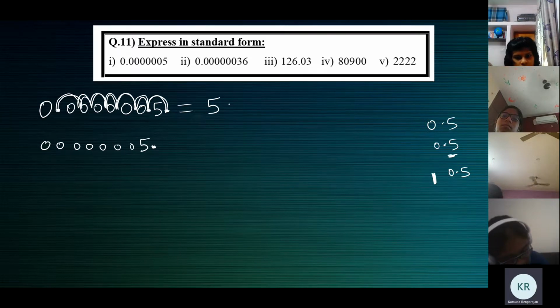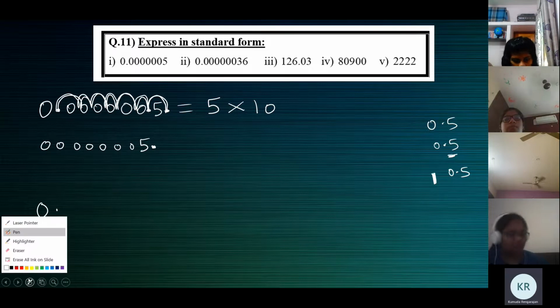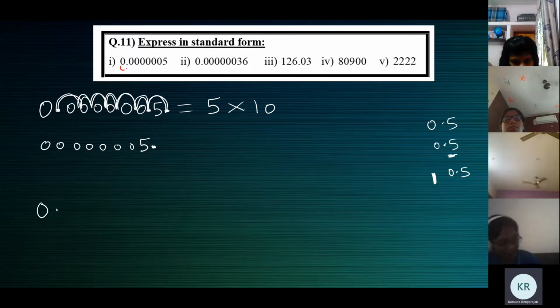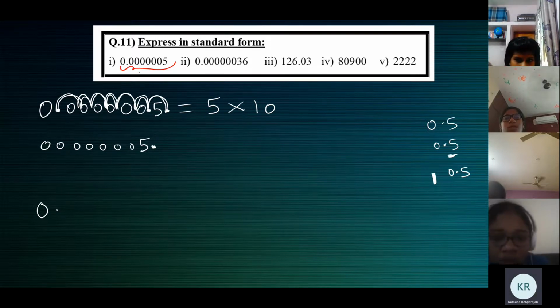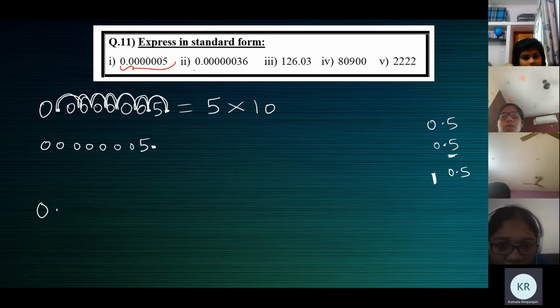K can be 5 into 10 to the power. Now the number was actually this one. You have made it 5. You have increased its value. So you must raise 10 to a negative power. Opposite effect. The given number was only 0.00000005.